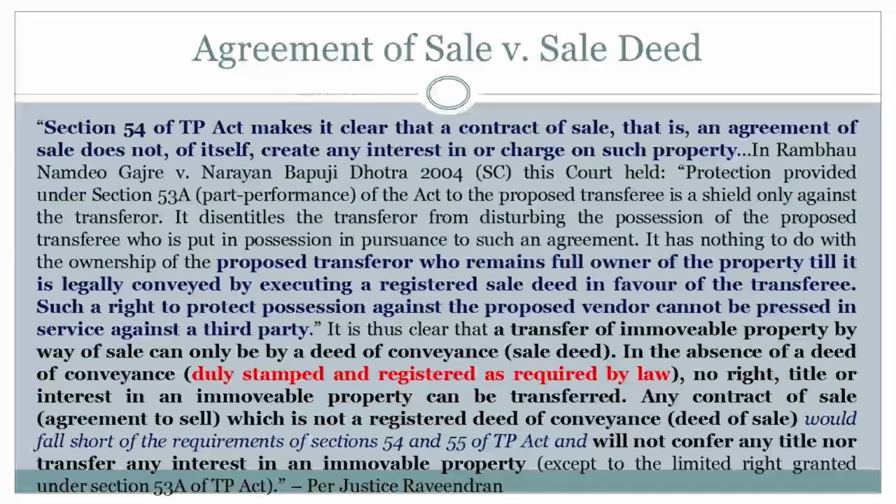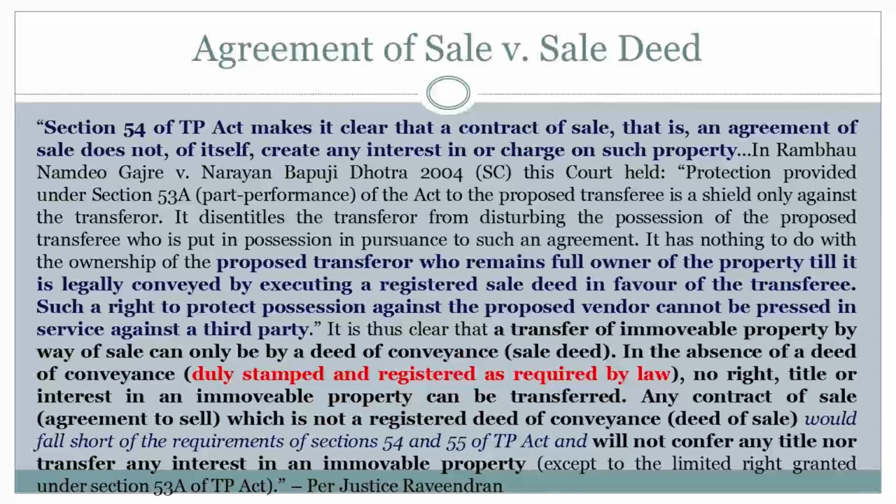Now I'm going to give you a quote again from the case of Suraj Lamps to ram home this difference between a contract for sale, that is an agreement for sale, an agreement to sell property, and a sale deed. What's the difference? It's on your screen. Again, Section 54 of the TP Act makes it clear that a contract of sale, that is an agreement of sale, does not of itself create an interest in or charge on such property. I've explained that now repeatedly.